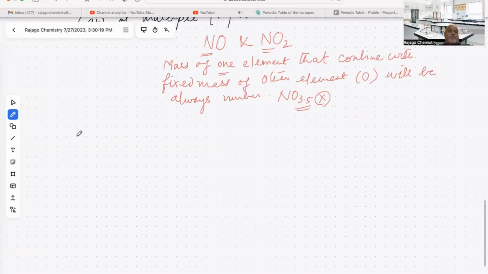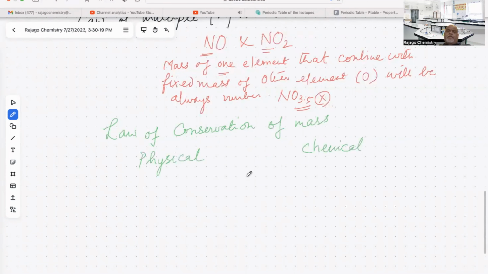And the third law, which we have already seen earlier, is the law of conservation of mass. So whatever is on the left side of a reaction will be on the right side. Okay, so in a physical change or in a chemical change, matter cannot be destroyed. Okay, matter is not destroyed, right?